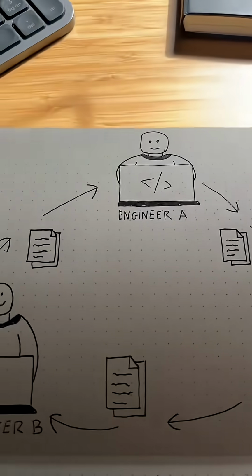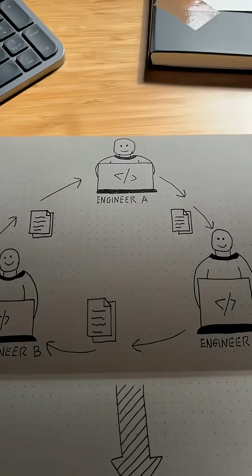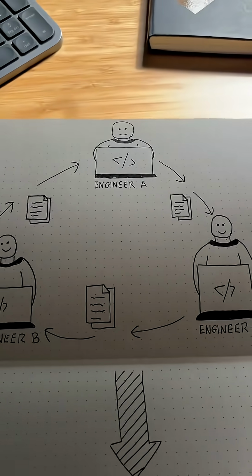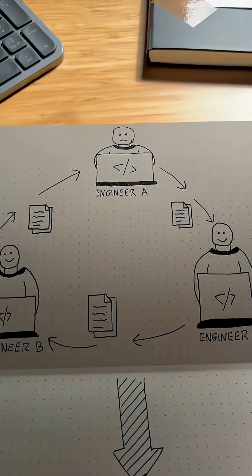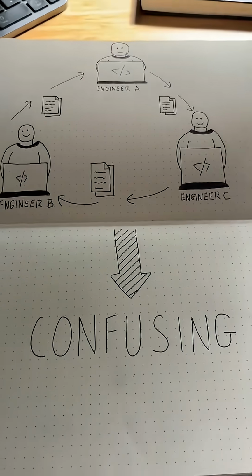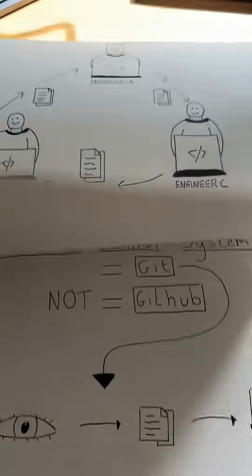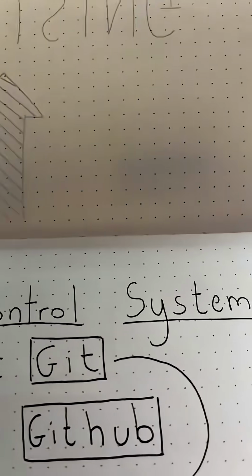But when you join a company, it's not going to be like that. There's going to be at least three engineers in a team. They're all going to be working on the same thing, and they're going to be passing the project round and round and round. And it pretty quickly gets confusing because who's made what changes and when and where. So that is where a version control system comes into play. Remember, it's Git, not GitHub.